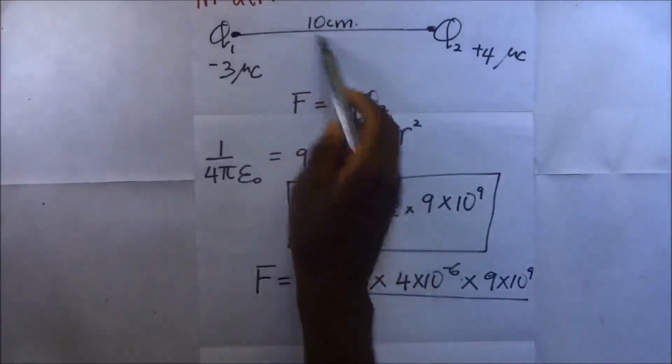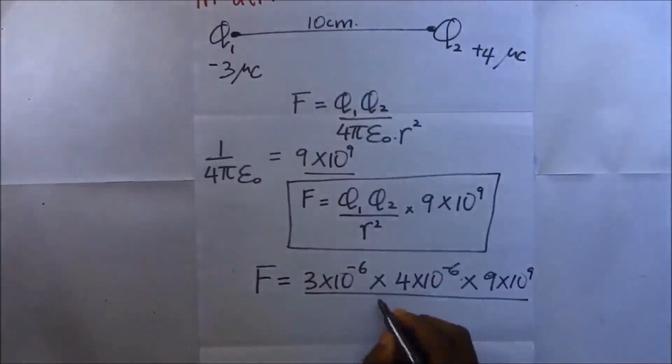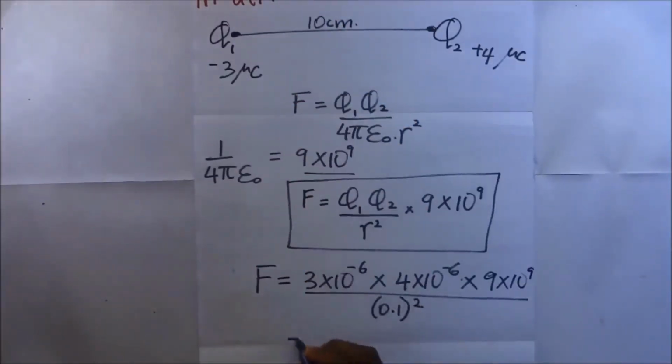We are supposed to convert this to meters. So this is 10 centimeters, converting that to meters is 0.1 meters. So divide that by 0.1 squared. And the force we shall get here will be 1.08 times 10 newtons.